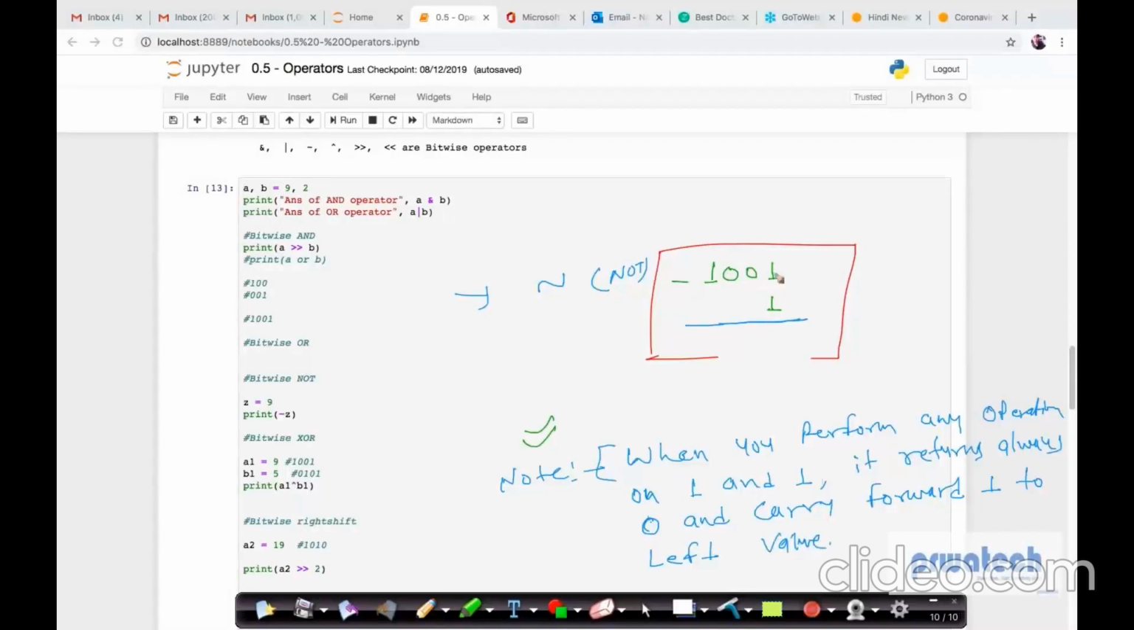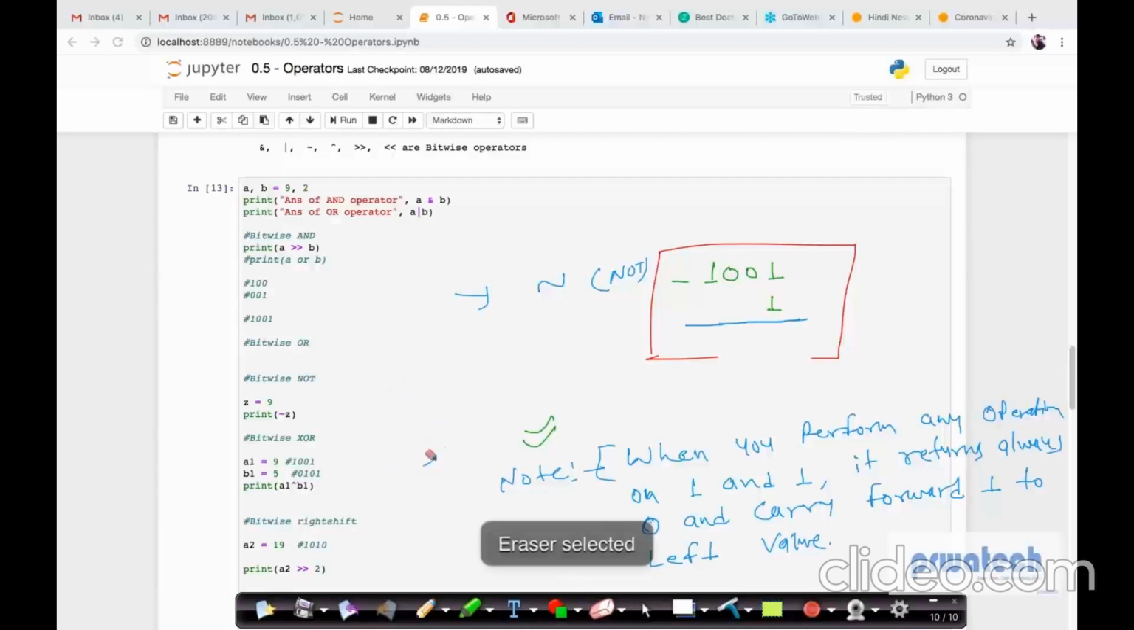Left value means, as a simple maths concept, if I say 89 plus 5, if I'm doing this operation, what we do, we add 9 plus 5, which is 4, and carry forwarded 1 goes to 8. So 9 plus 5 is, yeah, that's right, 94. This is a carry forward operation, right? 1 is carry forwarded here. The same thing I'm saying here.